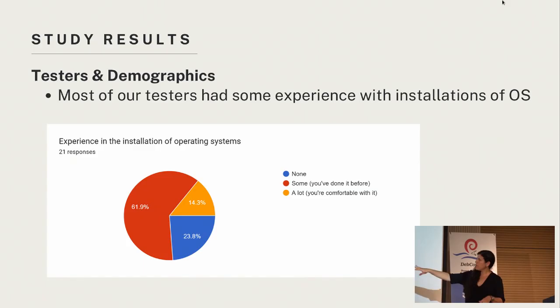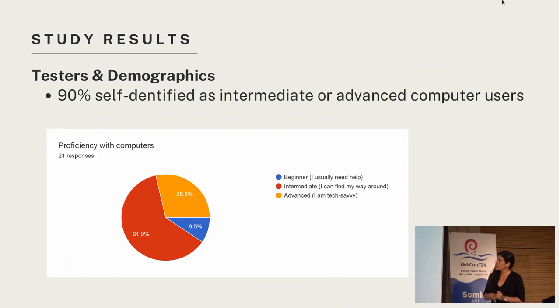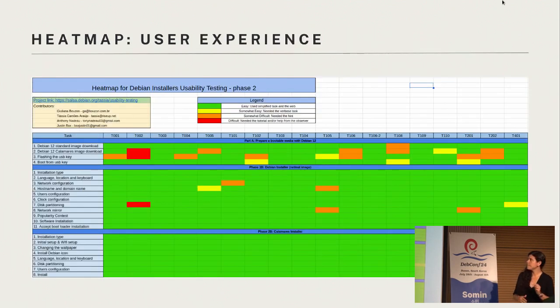And most of our testers had some experience with installations of operating systems, which is also new from last year. Only 24% said none, so they had never installed, but 62% had some experience, and 14% a lot, so they are used to installing operating systems. And in terms of general proficiency with computers, 90% self-identify as intermediate or advanced. You see 62% intermediate and about 30% advanced users of computers. Less than 10% said they are beginner users.